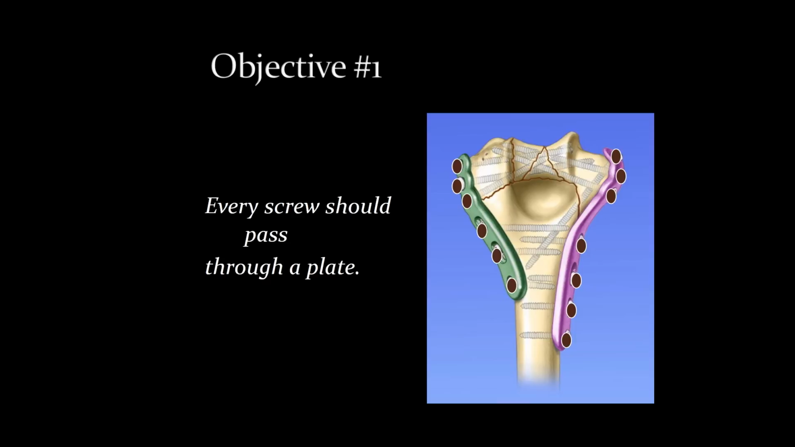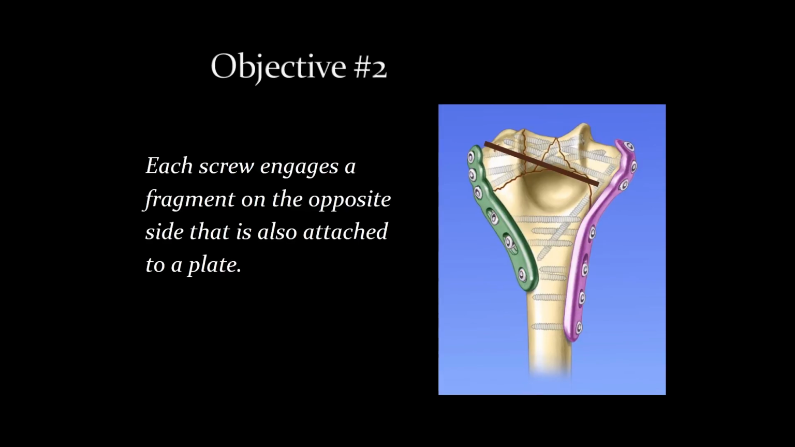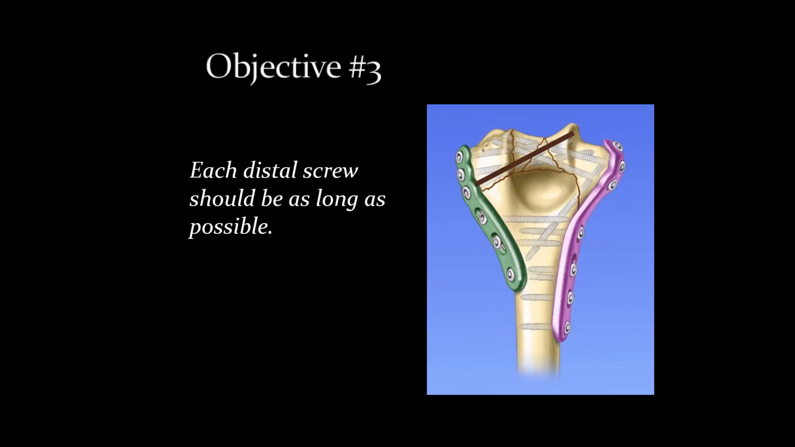So there are 5 objectives. Every screw must pass through the plate. Every screw must engage a fragment on the opposite side that is attached to a plate. In other words, the fixation of this fragment is to that plate, and this fragment is to that plate. Each distal screw should be as long as possible to engage the fragments that we have.